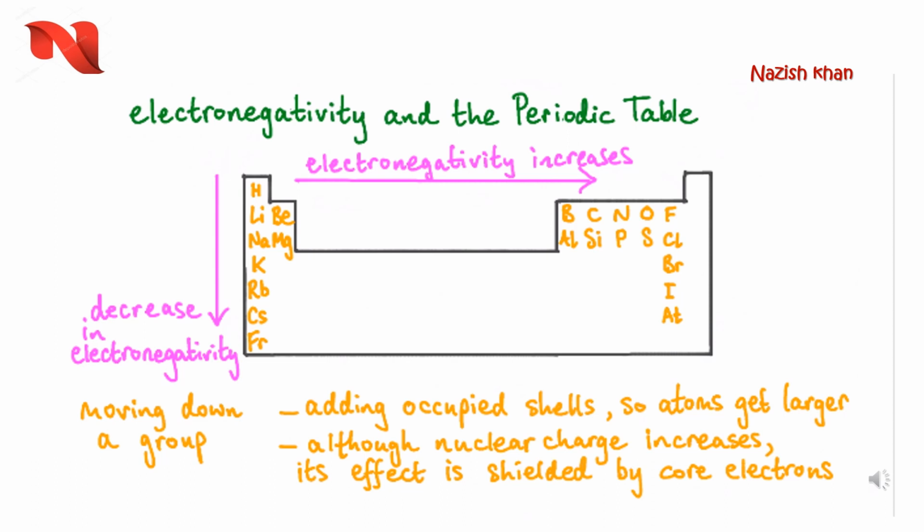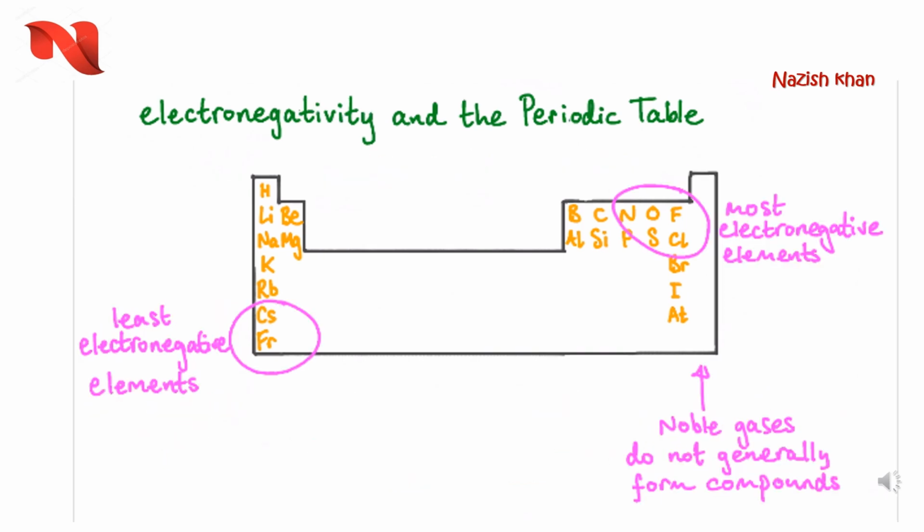This is because we are adding occupied shells and the atomic radii, or the size of the atoms, are getting larger. Although the nuclear charge is increasing as we move down the group, its effect is shielded by the core electrons. These factors combined explain why electronegativity decreases as you move down a group.